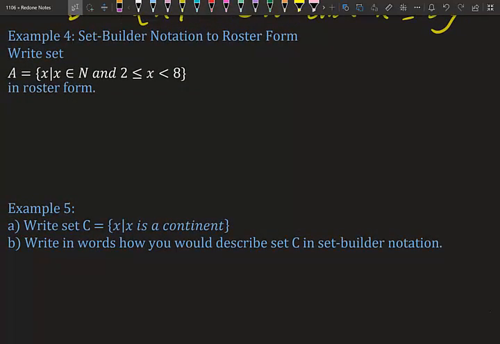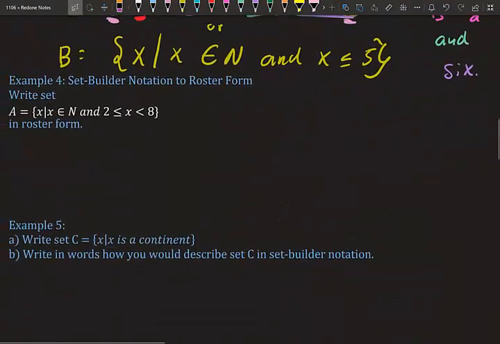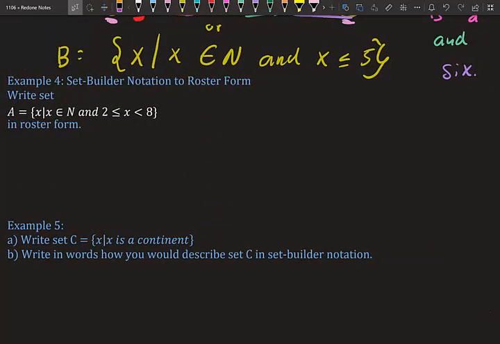Example 4. Set builder notation to roster form. So we're going to work backwards now. We have set builder notation, and now we want to list those numbers in roster form. So we're saying set A is a set. See how it looks very similar? It is the set of all x, x is a natural number, and 2 is less than or equal to x, and x is less than 8. So we know this means we're working with counting numbers.